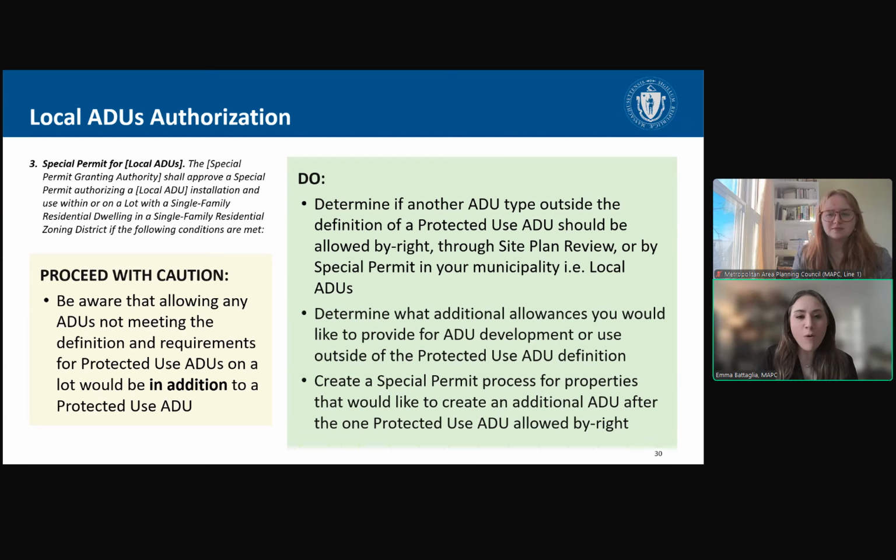Given that you're already requiring the additional special permit process here, you might want to include some incentives. You should continue, as the regulations specify, to create a special permit process for any properties that would like to create an additional ADU after the first protected use ADU that's allowed by right. And be aware that any ADUs that don't meet the definition and requirements for a protected use ADU would be allowed in addition to a protected use ADU.